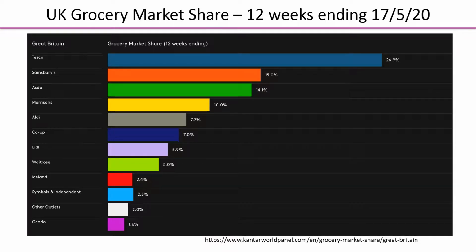Right down at the bottom, we can see Ocado, which is an online only market with 1.6%. And then the two above them, which are the independent shops and other food and grocery outlets also being recorded in there.